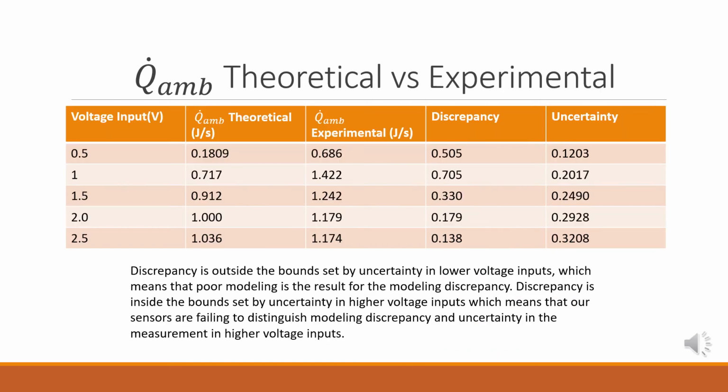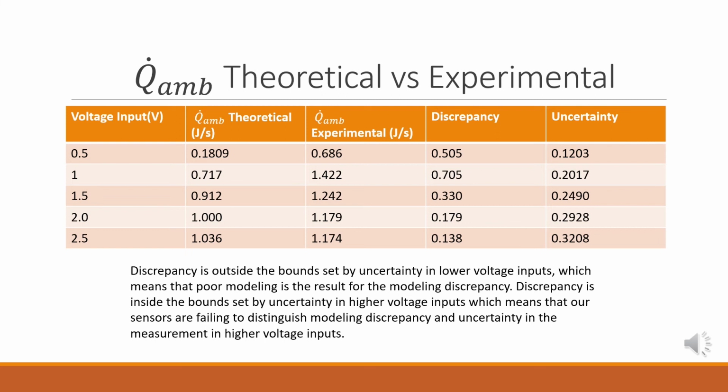The calculated theoretical and experimental values for the ambient heat transfer rate are shown in this table based on the calculations from slide 10. And these calculations were based on the theoretical and experimental values for insulation resistance and thermal conductivity. The discrepancy for each input voltage was found by taking the difference in the theoretical and experimental values. And the uncertainty based on the sensors was found for each voltage input.